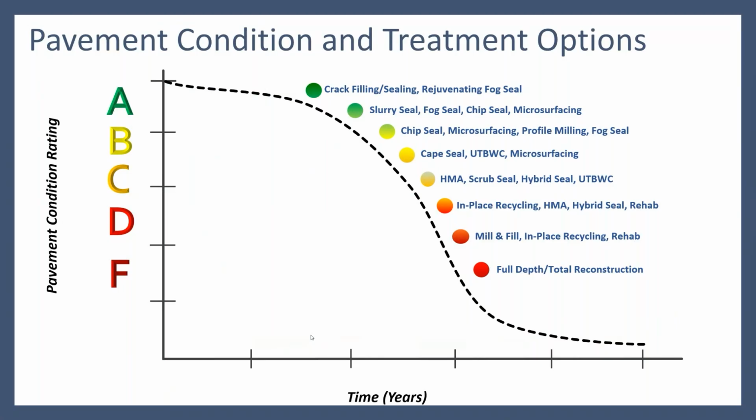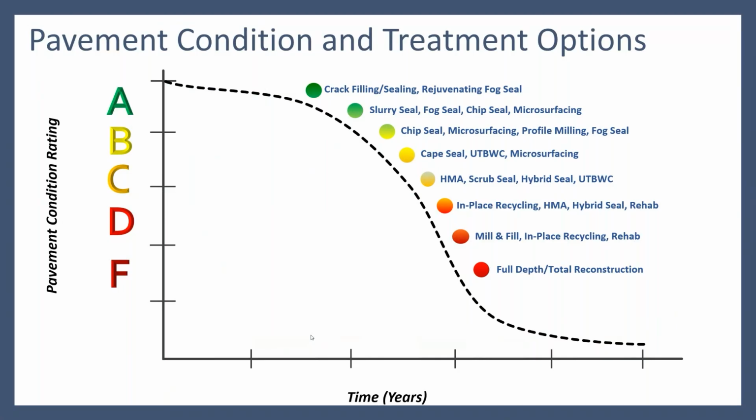You need to get out and boots on the ground, get a good look at that. But when you start seeing some of those micro cracks appear, a fog seal might be appropriate to seal that off, keep water from getting in. When we hit that early, we're keeping the roadway in great condition. When you start to deteriorate just a little more, go down that slide just a bit. Slurry seals, fog seals, chip seals, microsurfacing might be helpful.